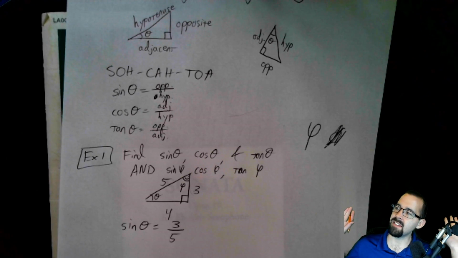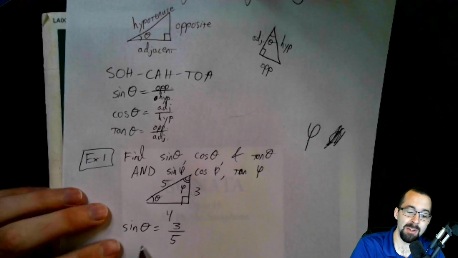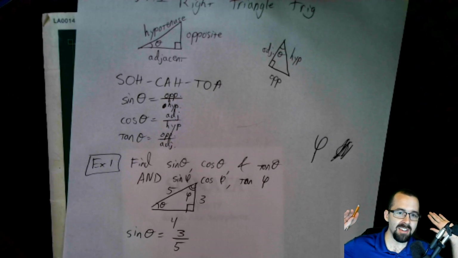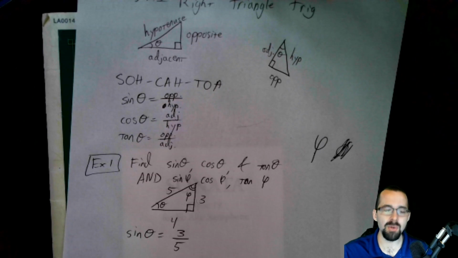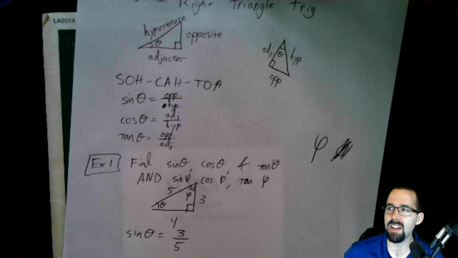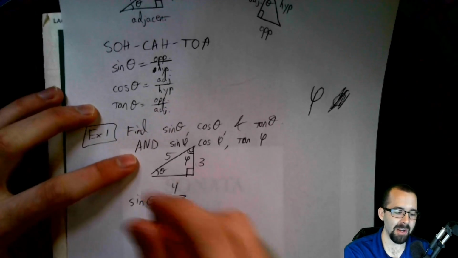We don't know what theta is yet. Eventually, we're going to be able to use this information to say what theta is. But for now, we don't know what theta is, and it doesn't matter because we're not asked to find theta here. We're just asked what is the value of sine of theta. Theta is not 30 degrees, I'm sorry. So here we go.